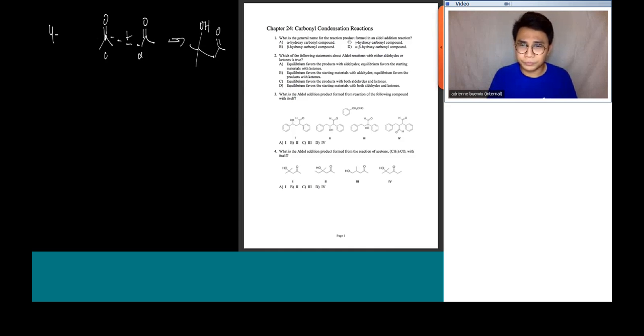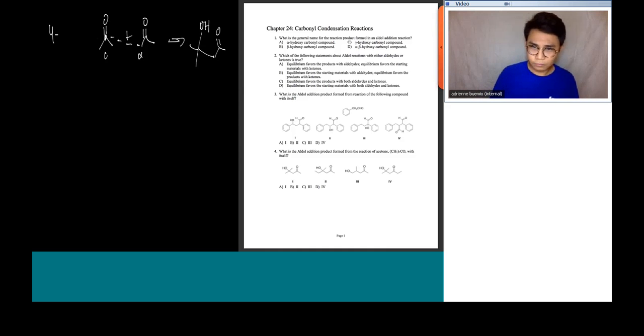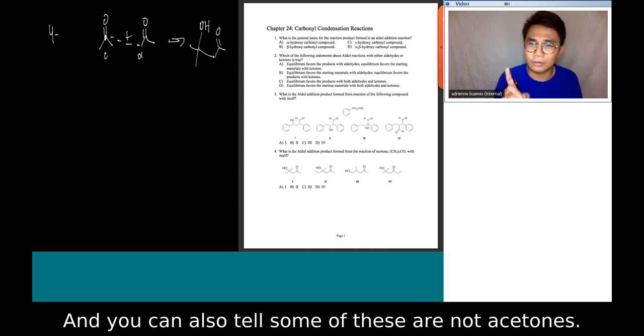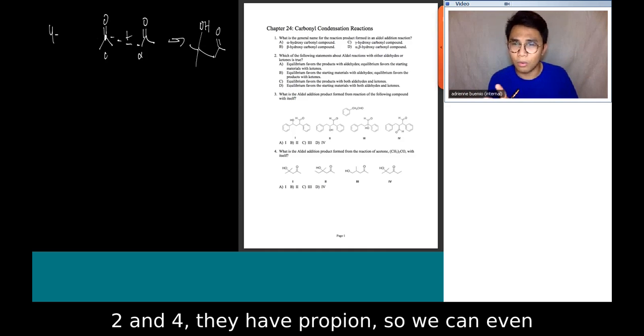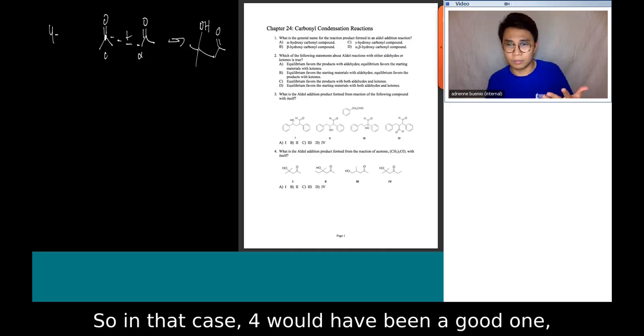Which is this one, 2, or I mean 1, right? 1, and you can also tell some of these are not acetones, right? 2 and 4, they have propio, right? So you can even ask if these are propiones, or something like that. What would the product be? So in that case, 4 would have been 1, right?